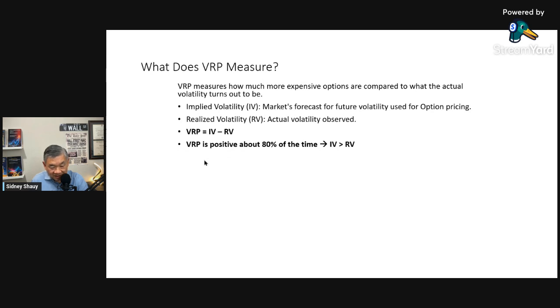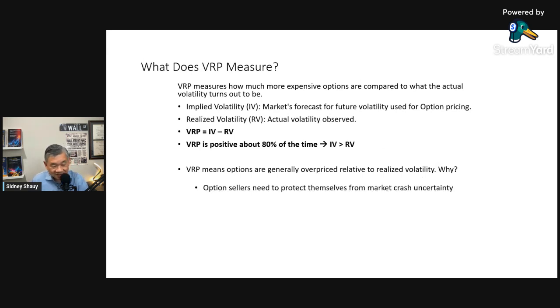The VRP is positive about 80% of the time, which means the implied volatility is above the realized volatility. Okay, this is very important. We'll have important implications. We're going to talk about that in a minute. But VRP means options are generally overpriced relative to realized volatility. I already explained this. So why?